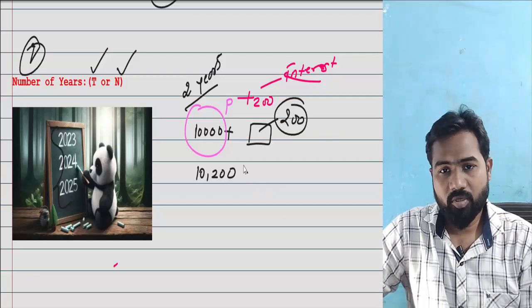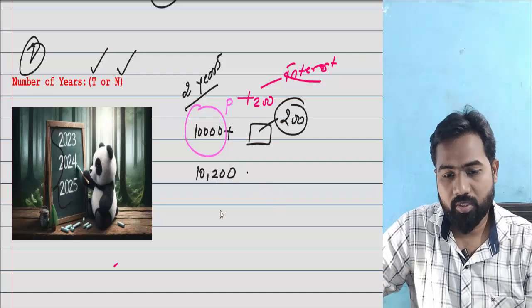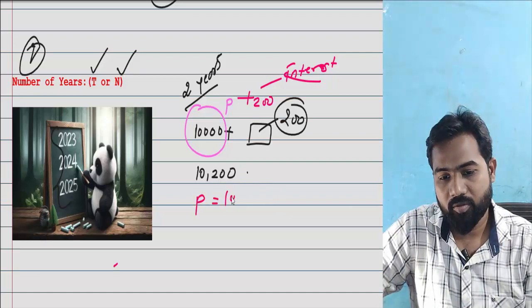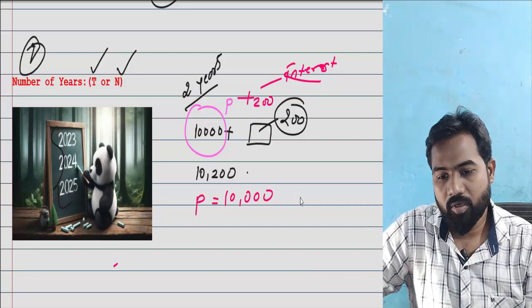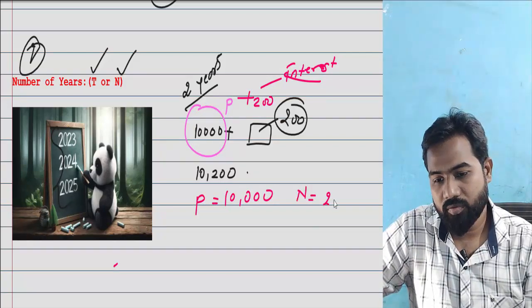So the number of years is also important. First we need to have a principal amount, and our principal amount was 10,000, and the number of years, that is capital letter N, is 2 years.